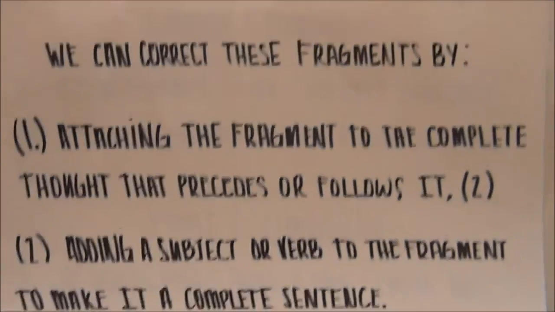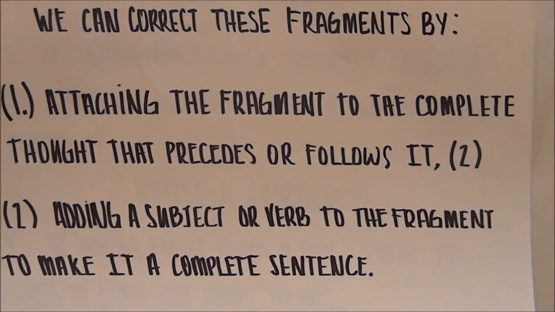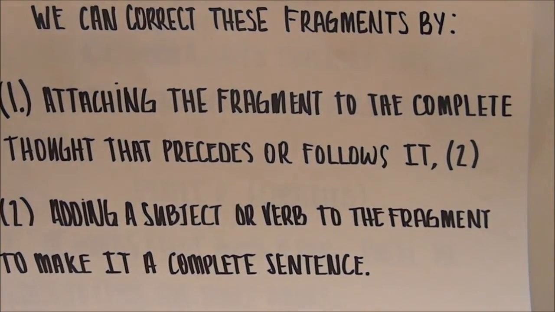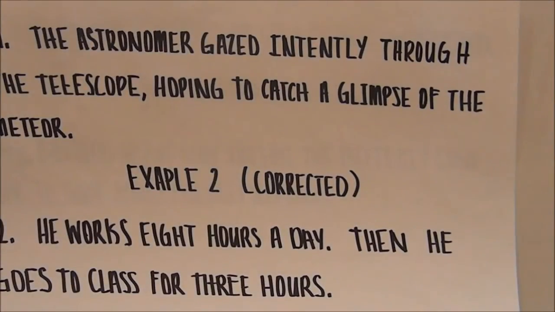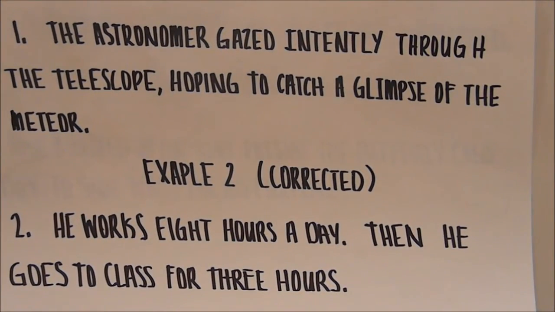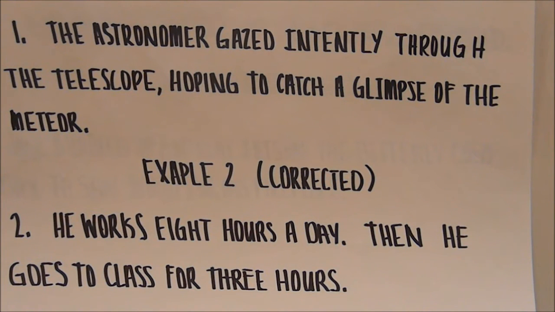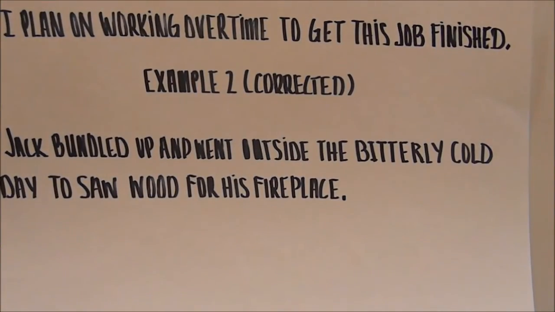We can correct these fragments by, 1. Attaching the fragment to a complete thought that precedes or follows it. 2. Adding a subject or a verb to the fragment to make it a complete sentence. Example 1 corrected. The astronomer gazed intently through the telescope, hoping to catch a glimpse of the meteor. Example 2 corrected. He works 8 hours a day, period, then he goes to class for 3 hours. Example 1 corrected. I plan on working overtime to get this job finished. Example 2 corrected. Jack bundled up and went outside on the bitterly cold day to saw wood for his fireplace.